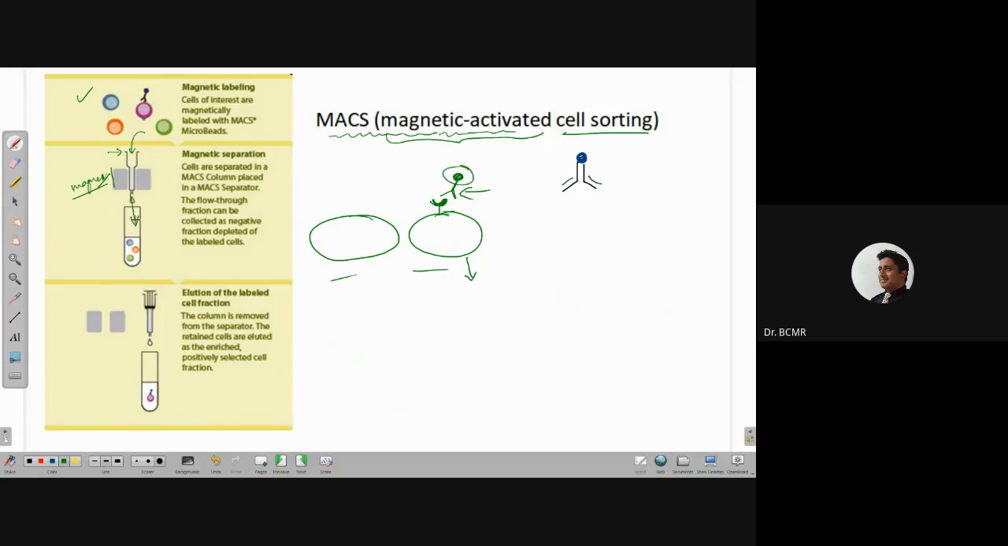And once your flow through is completed, you also wash the column to get rid of any cells that are retained for some other reasons, not the magnet. And then you remove the column from the magnetic chamber, and then you elute the rest of the cells. So you had a group of cells of which only one type had a receptor, to which you added the antibody with the microbead, and now the cells with the magnetic bead will be separated or sorted out like this, and you can use it for your purposes.